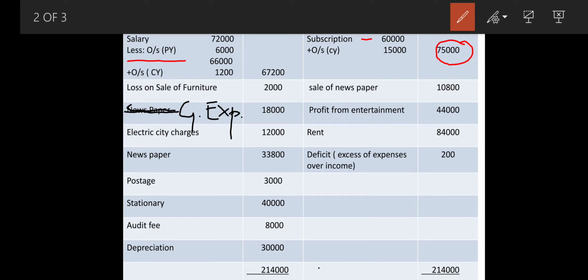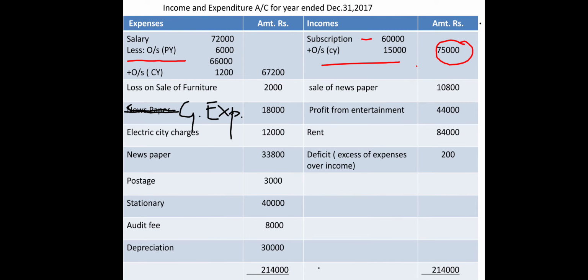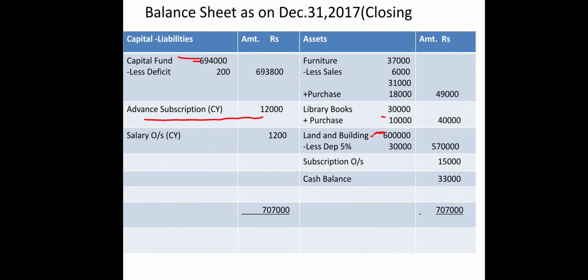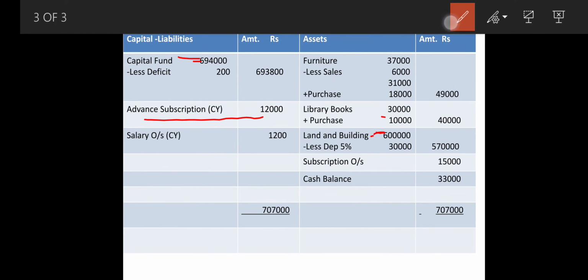So outstanding we have to find out. So that is plus outstanding current year 15,000. So this way your 15,000 of the current year will be transferred into the balance sheet, asset side, outstanding subscription 15,000. Correct?